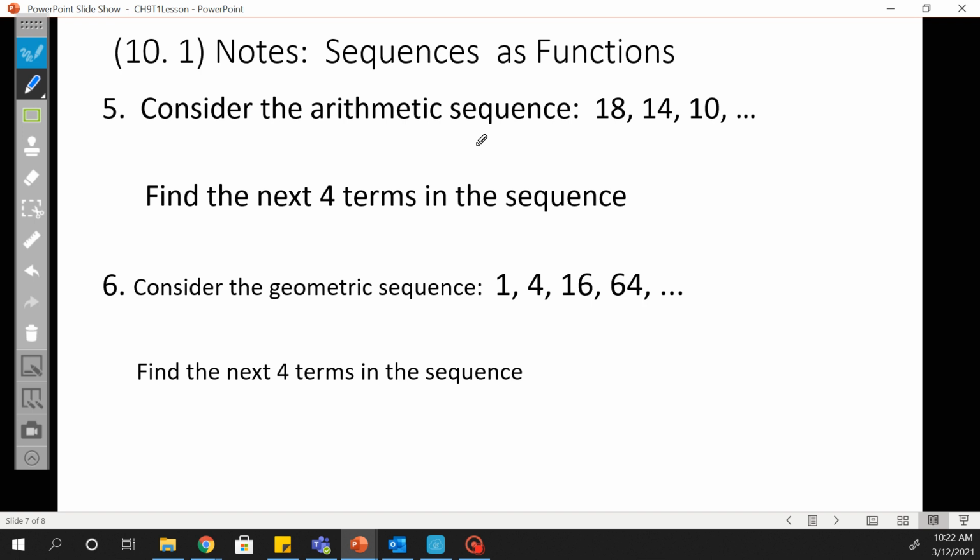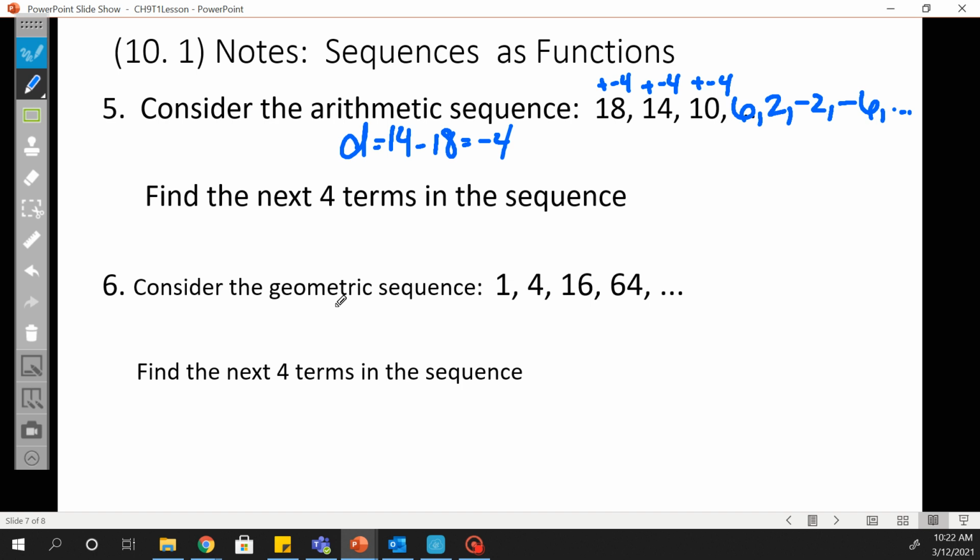Number 5, consider the arithmetic sequence 18, 14, 10, etc. Find the next 4 terms in the sequence. Well, I can tell if I take a term and subtract a previous term, I'll get negative 4. So I know that I'm adding negative 4 each time here to go down to the next term. So 10 plus negative 4 is 6. 6 plus negative 4 is 2. 2 plus negative 4 is negative 2. And negative 2 plus negative 4 is negative 6. So those would be the next 4 terms of my sequence.